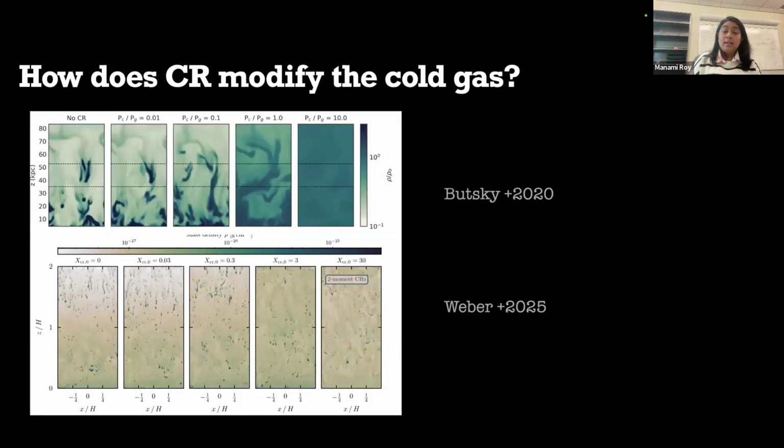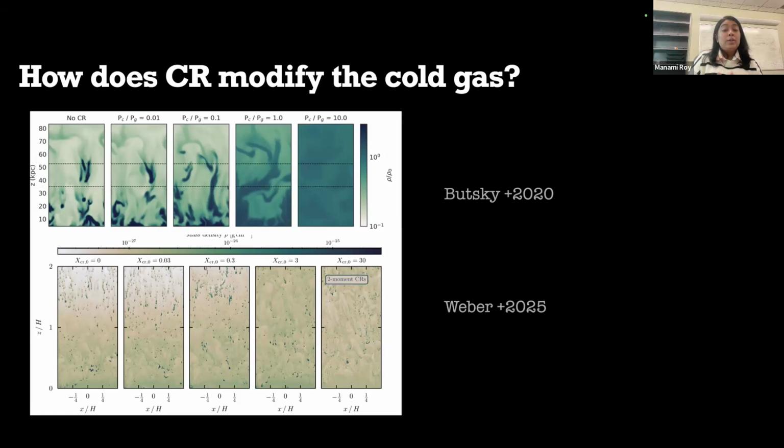Now, on the other hand, small box simulations of thermal instability also showed that cosmic rays modify the structure of the cold gas, and not only the structure of the cold gas, they also modify the thermal instability. And you can see, from left to right, in the leftmost there is no cosmic ray, and as you go from left to right, the amount of cosmic ray pressure increases. And you can see that visually, the cloud sizes or cloud morphology is very different as you increase the cosmic rays in the simulation.